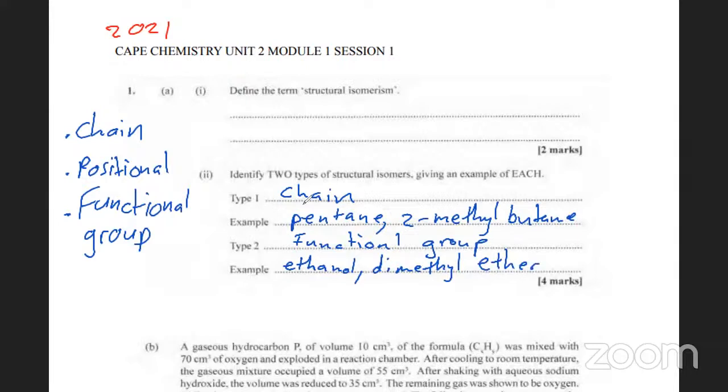All right, so for the pentane, both of them would have the molecular formula C5H12, pentane and 2-methylbutane. Right, so I'm going to scroll down again, and we're going to actually see how we get the ethanol and dimethyl ether. You can take a screenshot again if you need the answers.